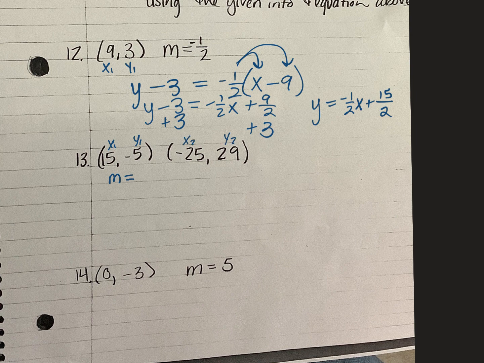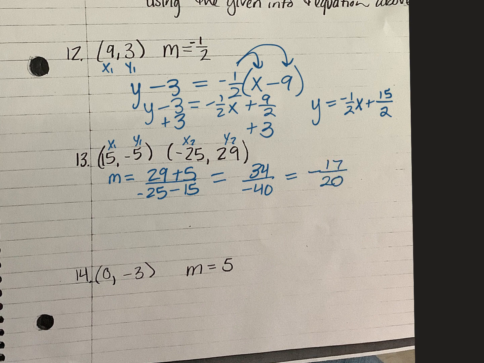All right, so y2 minus y1 over x2 minus x1. Where did that come from? We're finding the slope. We already used that formula on a page before. You have to find the slope first and then use point slope form. So you get 34 over negative 40, which reduces to negative 17 over 20.